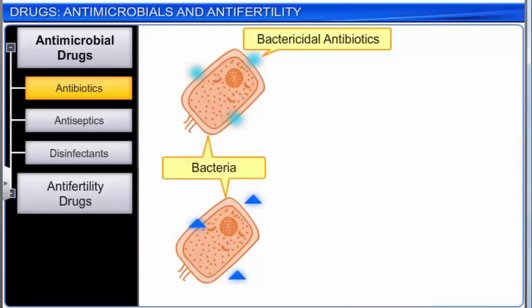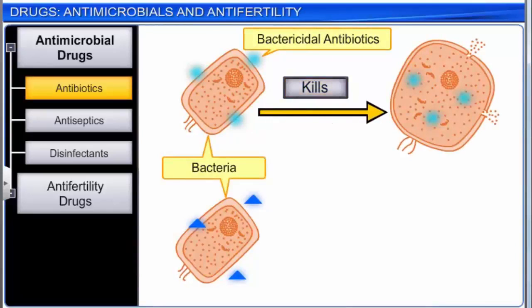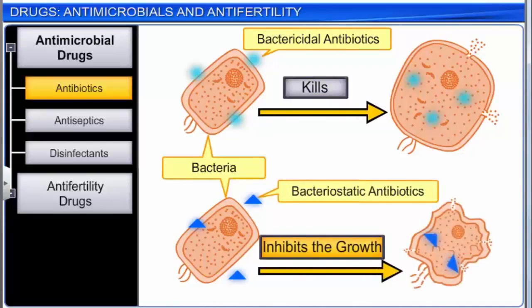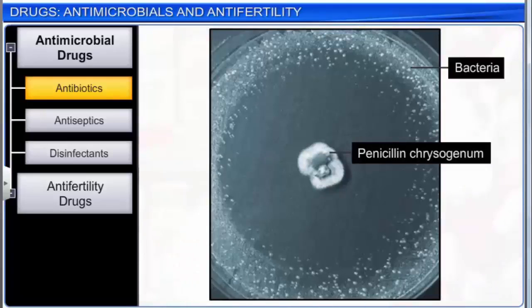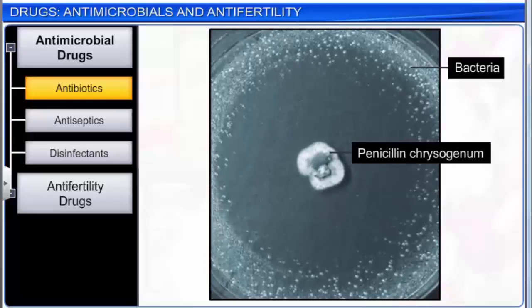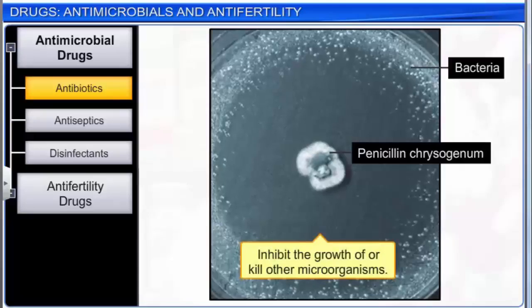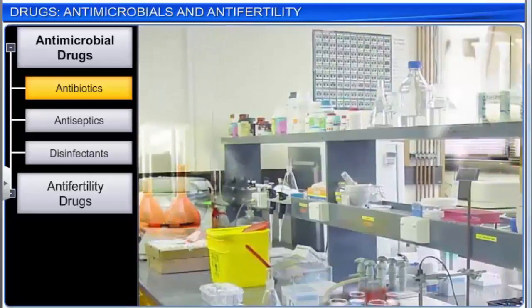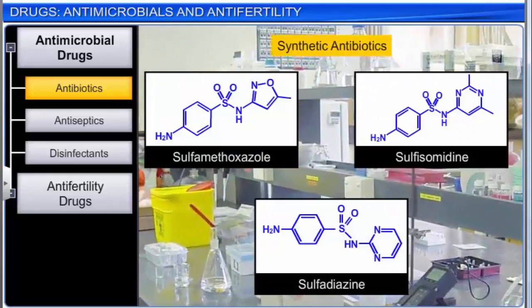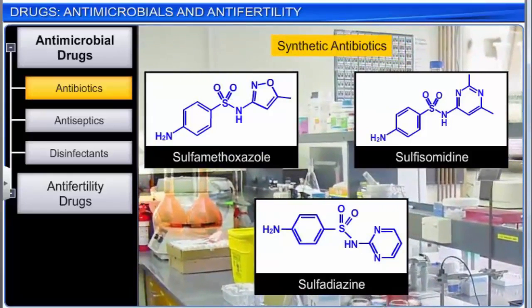Bactericidal antibiotics kill bacteria, while bacteriostatic antibiotics inhibit the growth of bacteria. In the earlier days, antibiotics were defined as chemical substances produced by a microorganism, which inhibit the growth of or kill other microorganisms. With the advent of synthetic methods of production, purely synthetic antibiotics were produced. Hence, the definition of antibiotics has been modified.